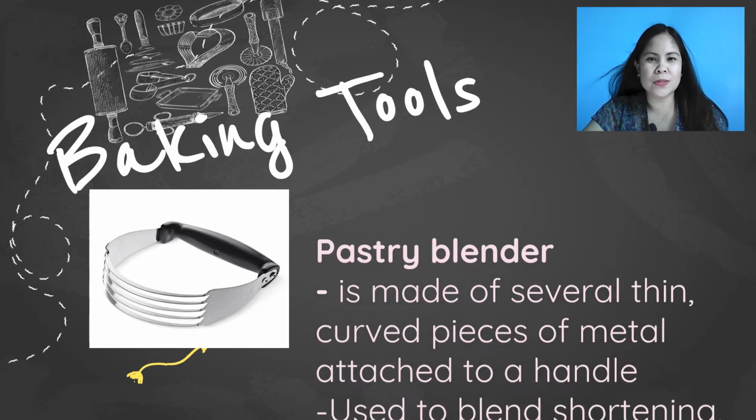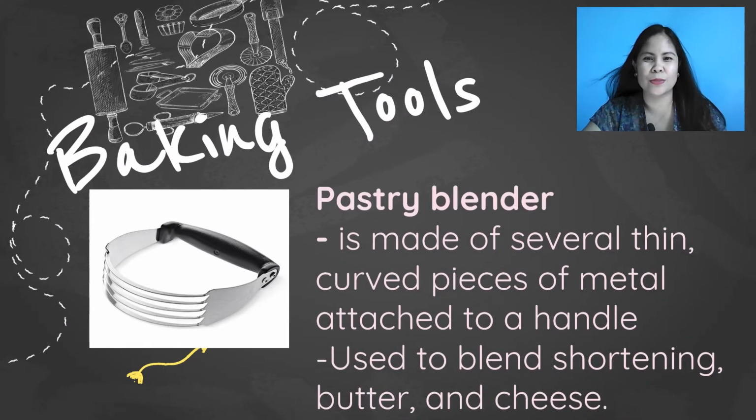Another baking tool is pastry blender. It is made of several thin, curved pieces of metal attached to a handle, and they are used to blend shortening, butter, and cheese. A pastry blender is a cooking utensil used to mix a hard solid fat into flour in order to make pastries.